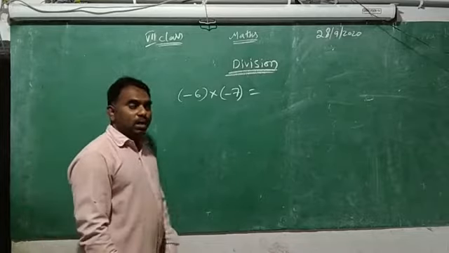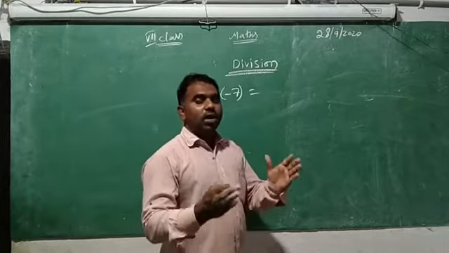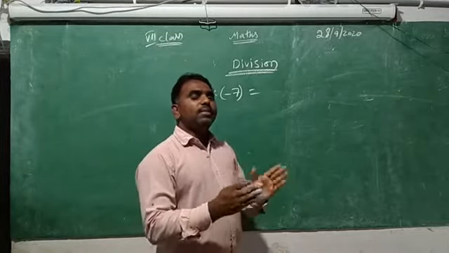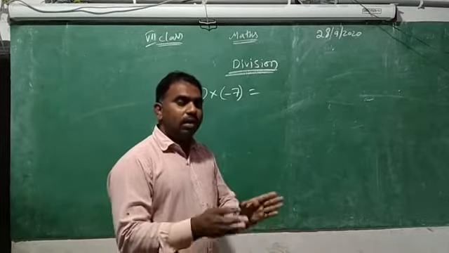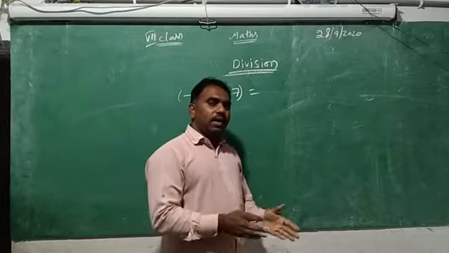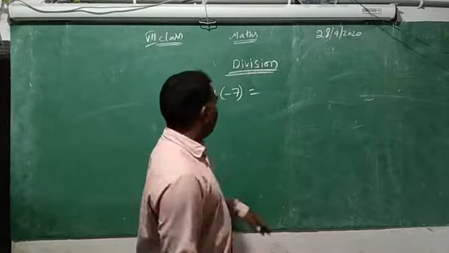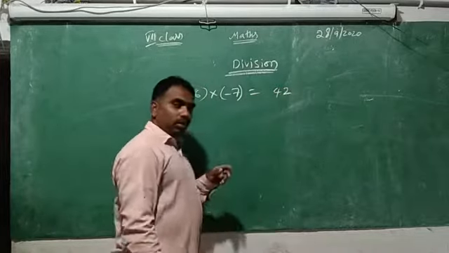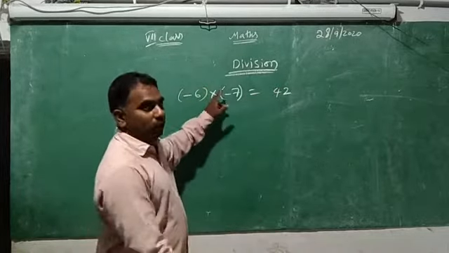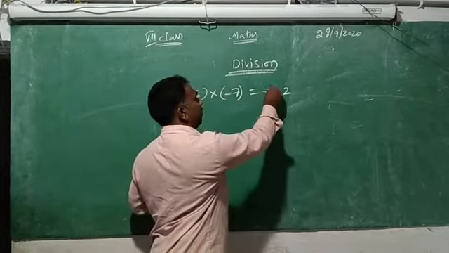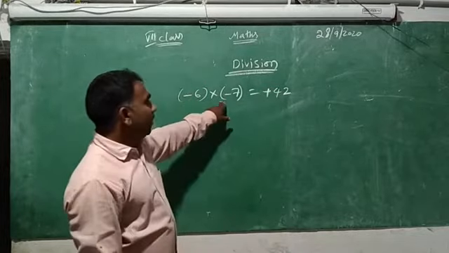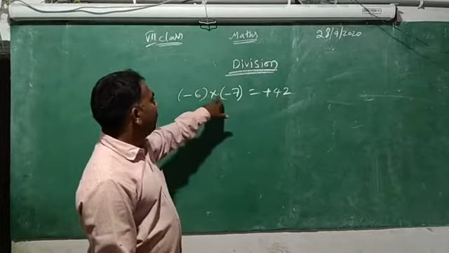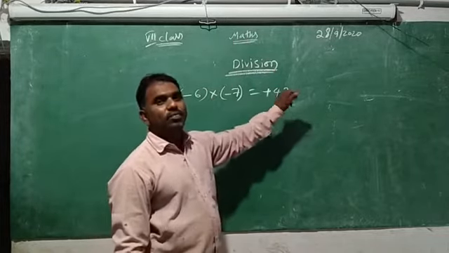How do you do the multiplication? What is the meaning of multiplication? First, multiply the numbers, then multiply the symbols. So first we will multiply the numbers. 6 times 7 is 42. Multiply the symbols. Minus into minus will become plus. So minus 6 into minus 7 will become plus 42.